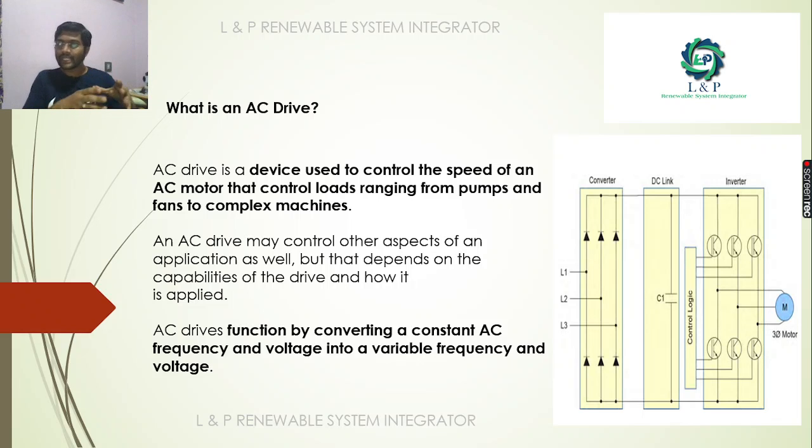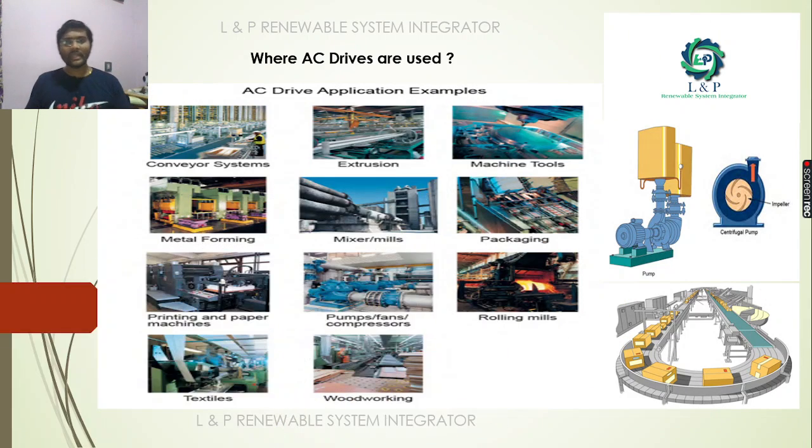So how will an AC drive function? It functions by converting a constant AC frequency and voltage into a variable frequency and voltage. So where are AC drives used? It is used in conveyor systems, extrusion systems, cable manufacturing units, machine tools, metal forming industry, mixers and mills, packaging industry, printing and paper machines, pumps, fans and compressors, heating ventilation air conditioning systems, building automation systems, textile industry, woodworking industry. We are using this.